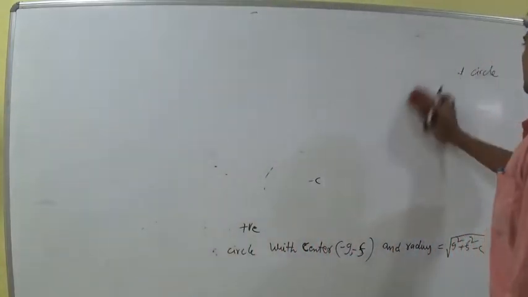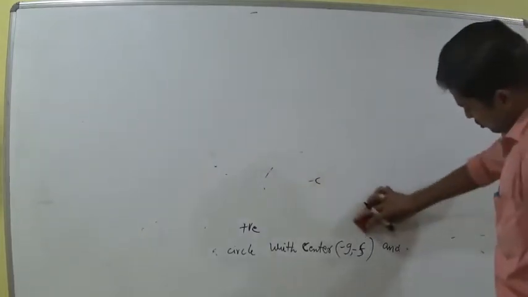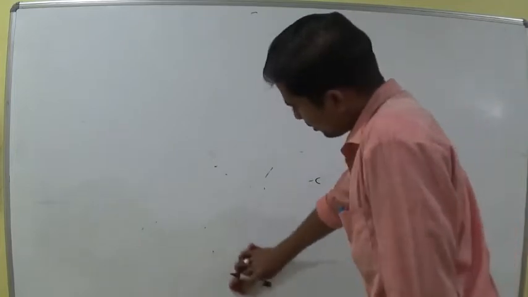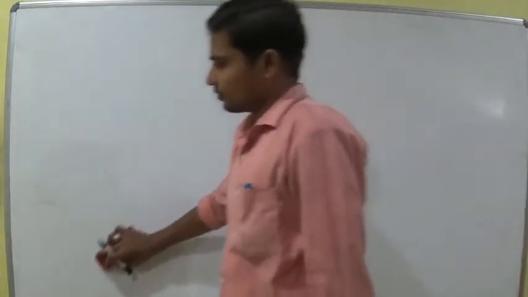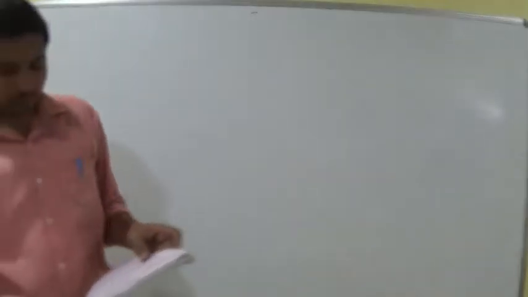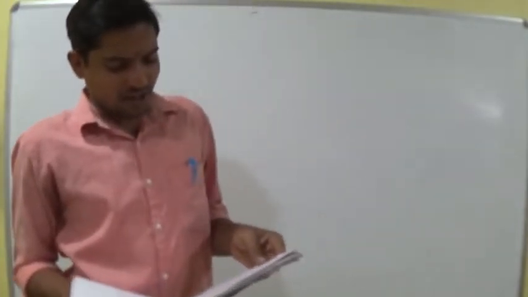So this represents a point circle when the radius becomes 0. Here the point is (-g, -f). Next thing, the conditions for a general equation to represent a circle.